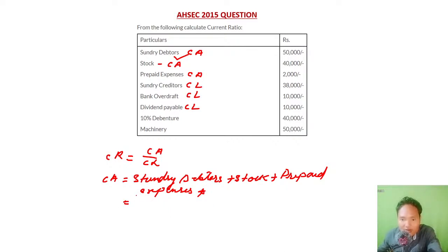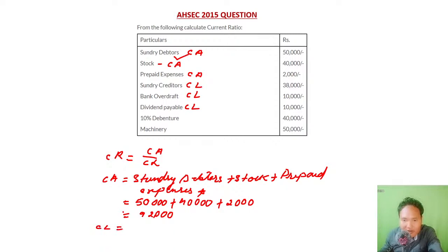That is, sundry debtors is 50,000 plus stock is 40,000 plus prepaid is 2,000, and the total amount is 92,000. Now let us write the items of current liabilities.